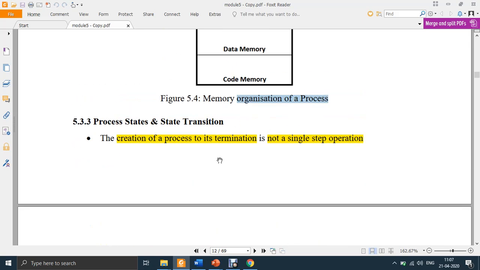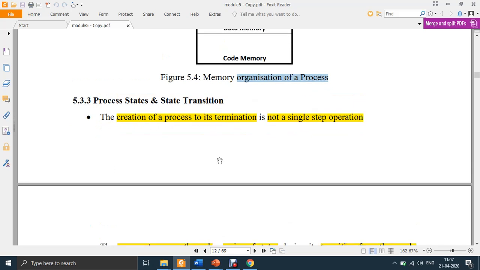This you might have already studied in operating system basics, wherein there is a process cycle with various state transitions, from the creation of a process to its termination. From creation to termination, a process will have multiple states. It is not a single step operation, it's a multiple step operation, and a process can be present in multiple states.